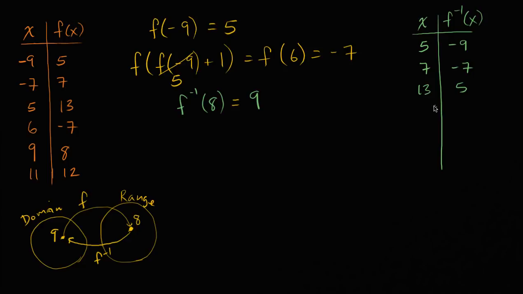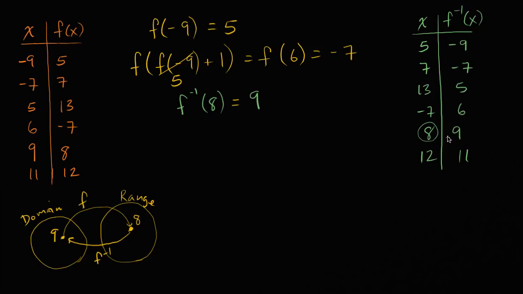13 to 5, then from negative 7 to 6, from 8 to 9, and from 12 to 11. So let's see, did I do that right? Yeah, it looks like I got all of them. So all I did is really I just swapped these columns. F inverse maps from this column to that column. So I just swapped them out. Now it becomes a little bit clearer that way. And you see it right over here. F inverse of 8, if you input 8 into f inverse, you get 9.